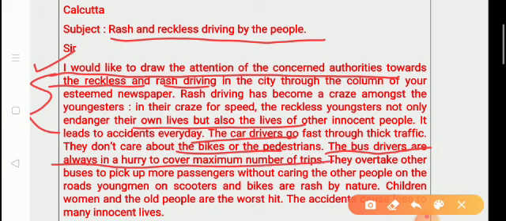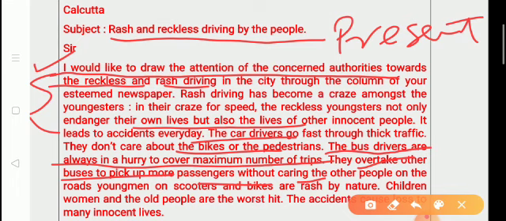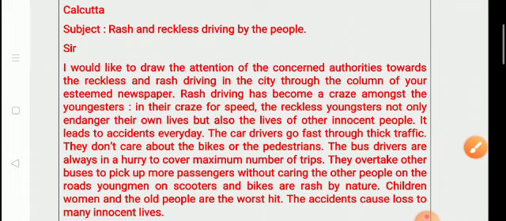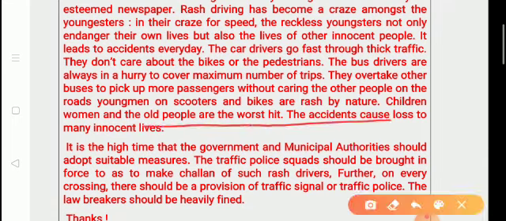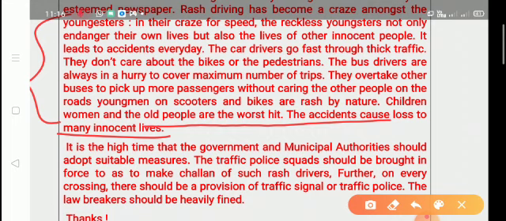They overtake the other buses to pick up more passengers, and all present tense you are seeing. They overtake other buses to pick up more passengers without caring for the other people on the roads. Young men on scooters and bikes are rash by nature. Children, women and old people are the worst hit. See the language. The accidents cause loss to many innocent lives. So these are the facts you have given here, the problem the people face.